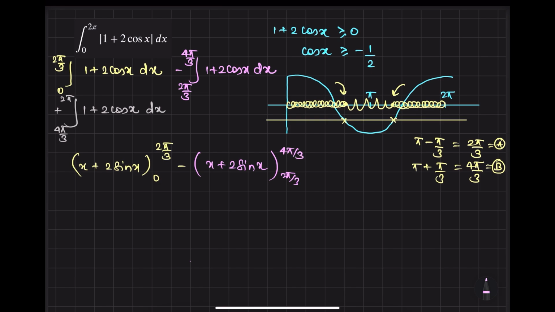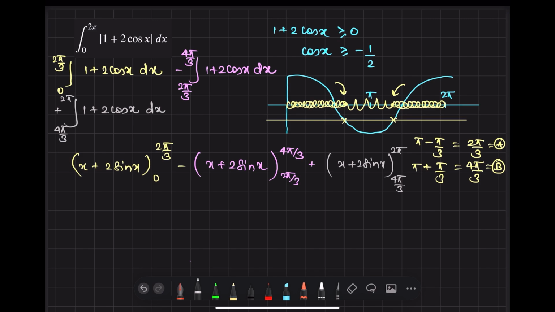Okay, be very careful about substituting the values, because this is the only part where you can make a mistake. Rather, everything is conceptual. Now x plus 2 sin x, from 4 pi by 3 to 2 pi. Now let's substitute the upper limit minus the lower limit again.